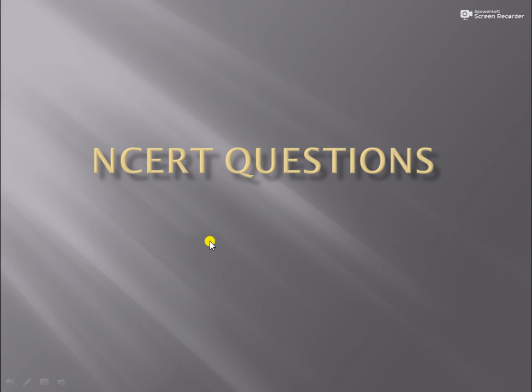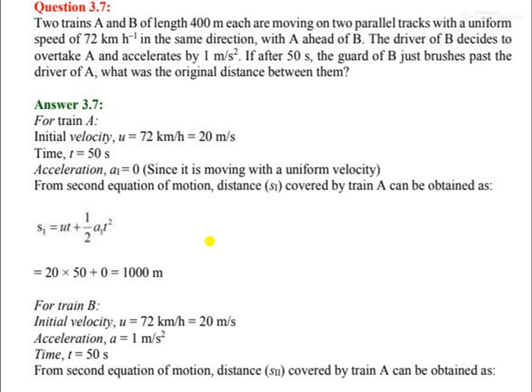In this video, I am going to discuss a few NCERT questions of chapter number 3. The first question is, two trains A and B of length 400 meter each are moving on two parallel tracks with uniform speed of 72 km per hour in the same direction, with A ahead of B. So the initial condition is that there are two trains of the same length moving with the same speed and in the same direction, but train A is ahead of B.